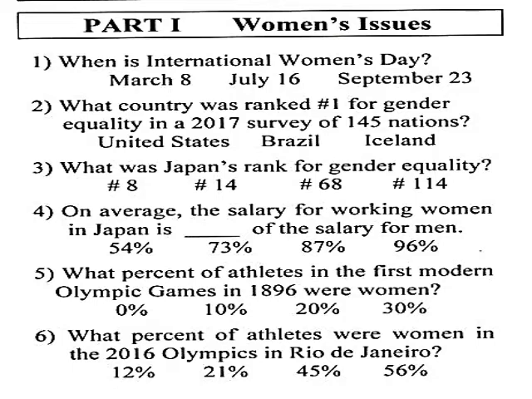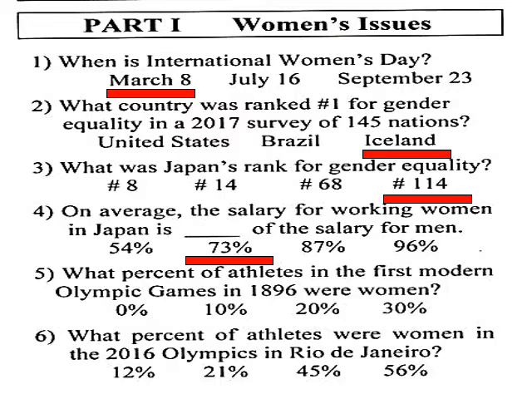Question 1. When is International Women's Day? March 8th. What country was ranked number 1 for gender equality? Iceland. Question 3. What was Japan's rank for gender equality? Number 114, way down. Question 4. On average, the salary for working women in Japan is what percent of the salary for men? Sadly, it's only 73%.